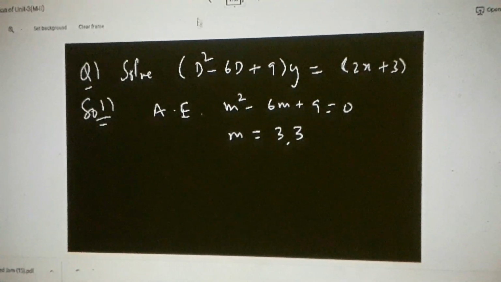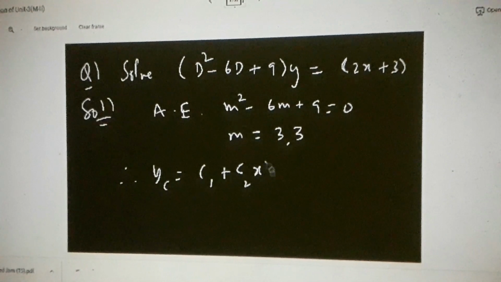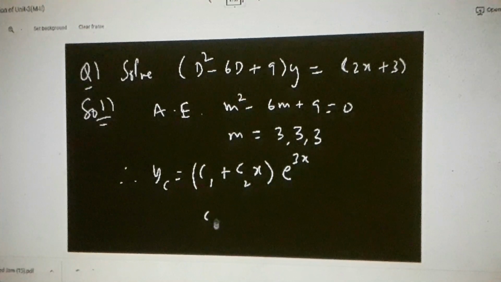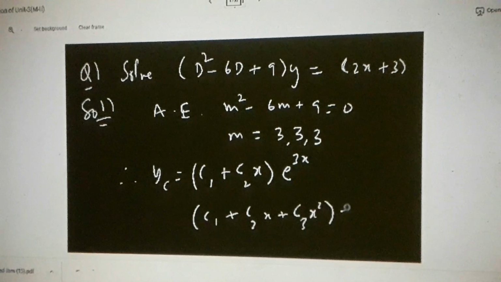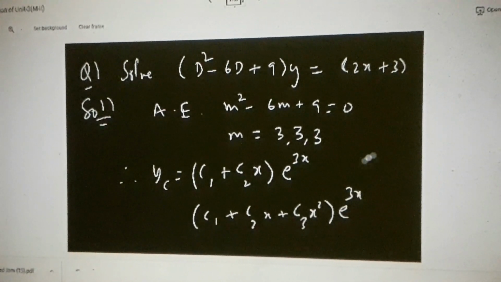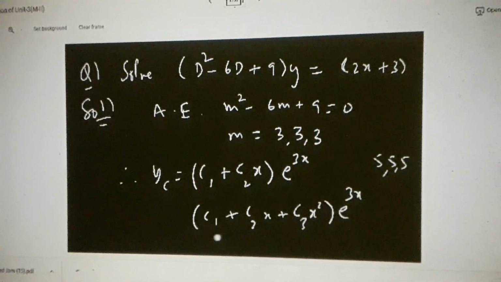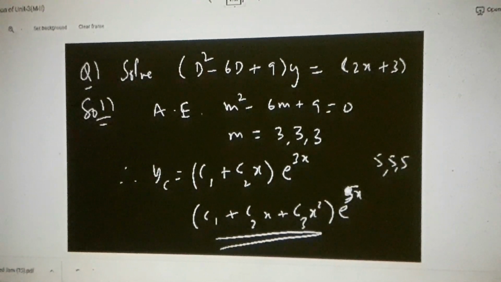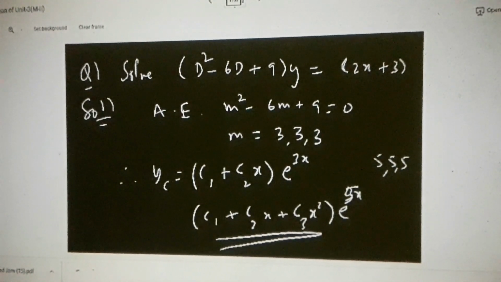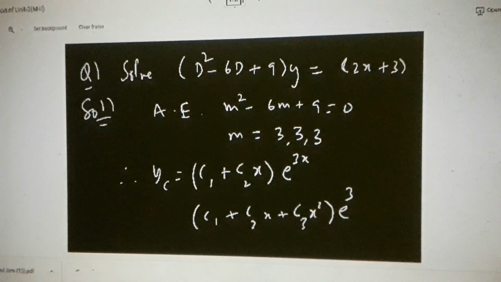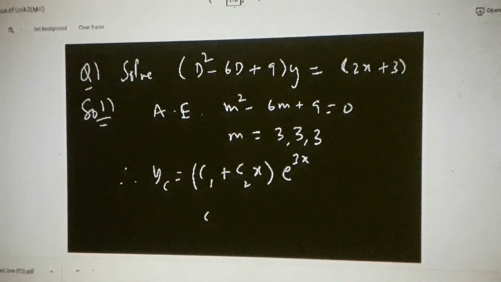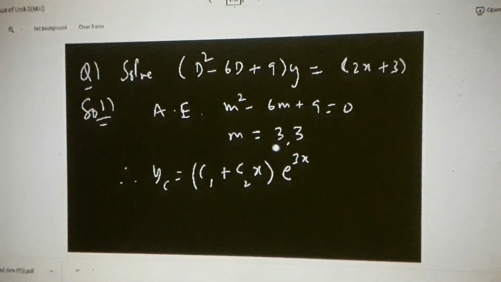Complex pair we have done just now. Now this is the real and equal case. Therefore the value of yc will be equal to c1 plus c2x, e to the power of 3x. If 3 is repeated 3 times, it will be c1 plus c2x plus c3x squared, and it is e to the power of 3x. Instead of that, if 5 appears 3 times, 5, 5, 5, it will be the same, and instead of 3 it will be 5 here. About this one, I feel that you got the point. So now I am proceeding only to this particular case with 2 repeated roots.